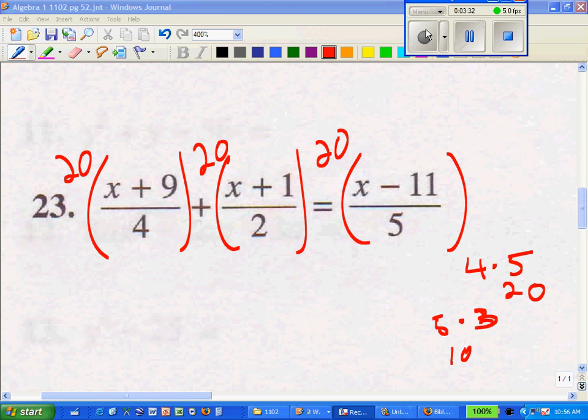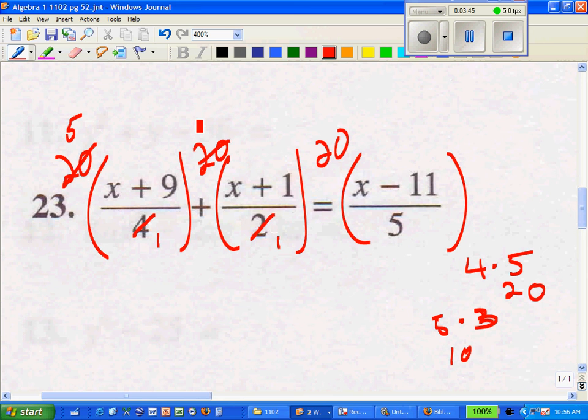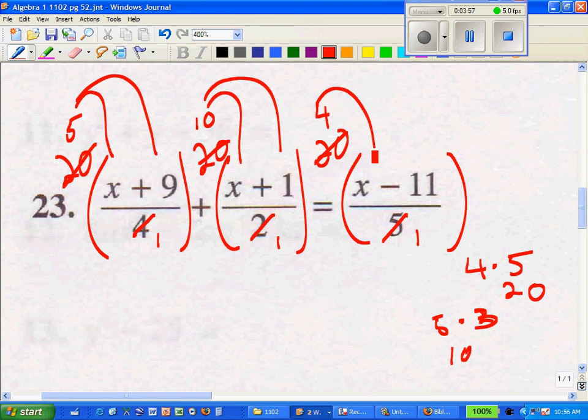Okay, now that we found the common denominator, we can cross cancel. We're going to cross cancel the 20 with the 4. 4 goes into itself once, goes into 20 5 times. 2 goes into itself once, goes into 20 10 times. 5 goes into itself once, goes into 20 4 times. Now that I've canceled everything out, I multiply using the distributive property or the distributive axiom.